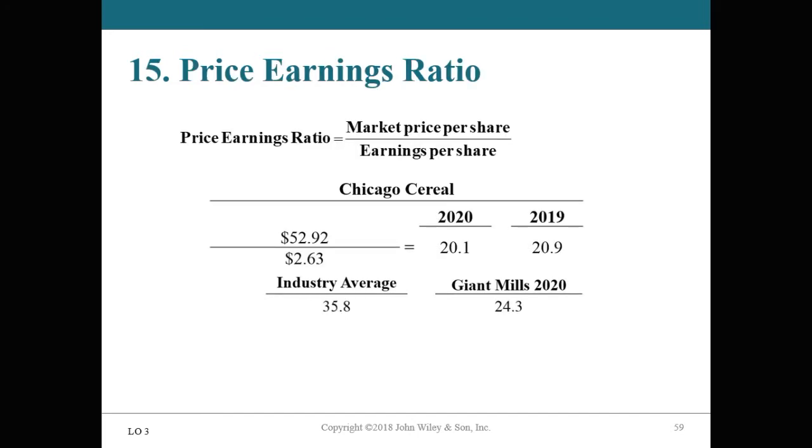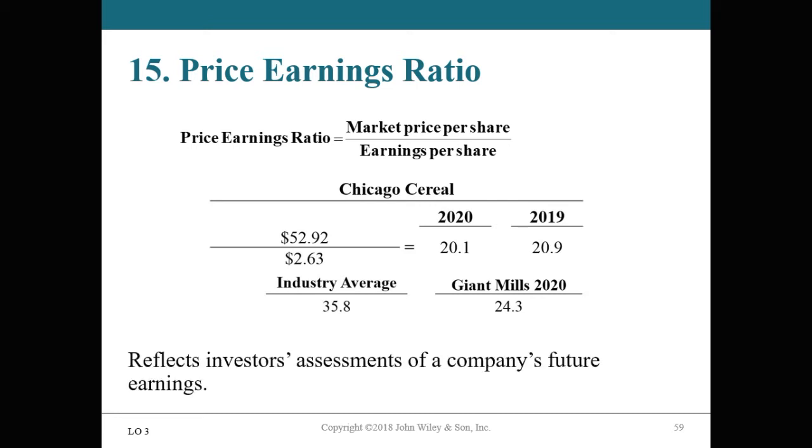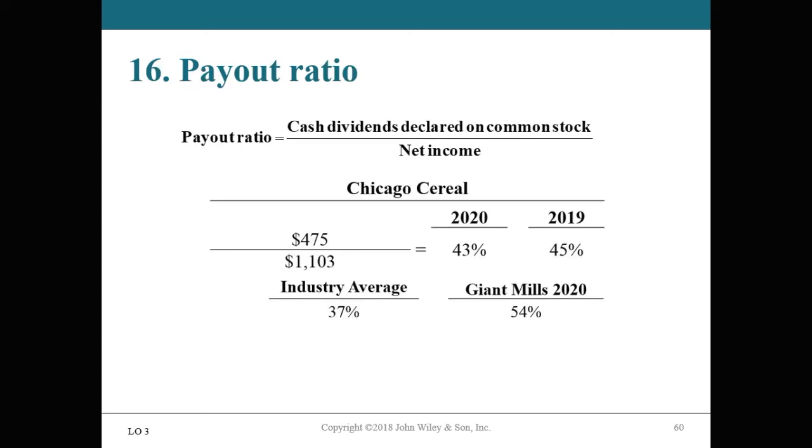The price-earnings ratio is a measure of the ratio of the market price of each share of common stock to the earnings per share. It's computed by dividing the market price per share of the stock by that previously calculated earnings per share and is an investor's assessment of the company's future earnings. The payout ratio is a measure of the percentage of earnings distributed in the form of cash dividends. That's what our stockholders would love. It's computed by dividing cash dividends declared on common stock by net income.